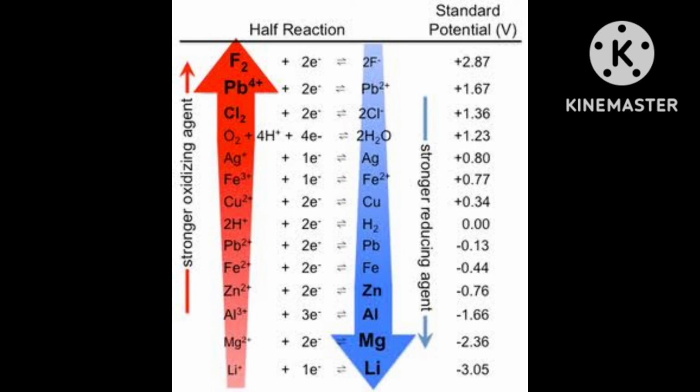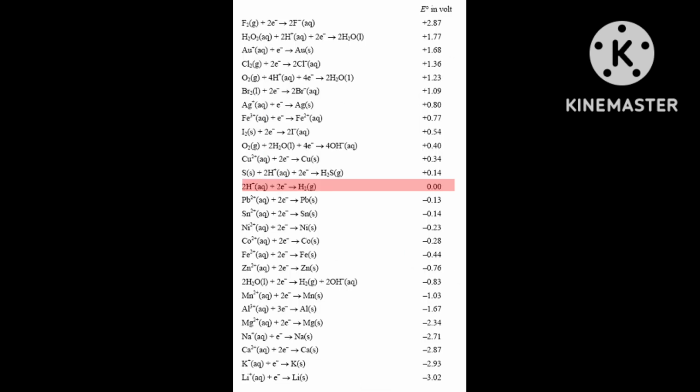Both are equal in magnitude, with opposite signs. Reduction potential is considered the standard. Always use that; even if the question gives an oxidation potential, you can convert it by changing the sign: plus becomes minus, or minus becomes plus.